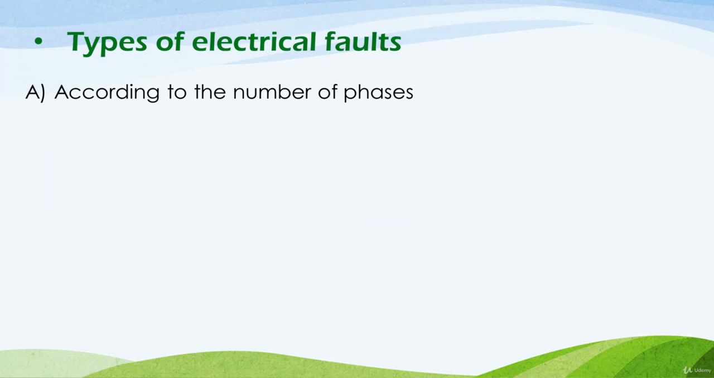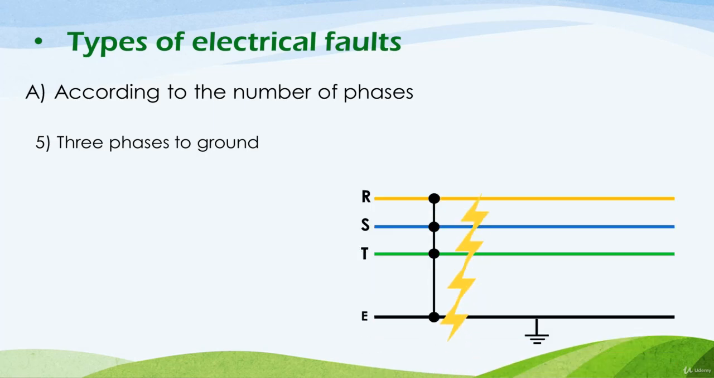And finally, we have the last type under that categorizing process, which is the three-phase fault to ground. So this type is similar to the previous one, except that the three phases here are connected to the ground, while in the previous case the three phases were not connected to the ground. So the three phases here are connected to each other, and then by mistake they are connected to the ground.